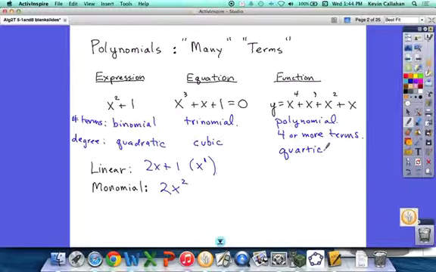So polynomials have many terms, and many terms can be anywhere from one term to more than 4 terms. We generally don't deal with that long of polynomials. And besides the number of terms, there's degree. Degree is the highest power of x of any term that you see.